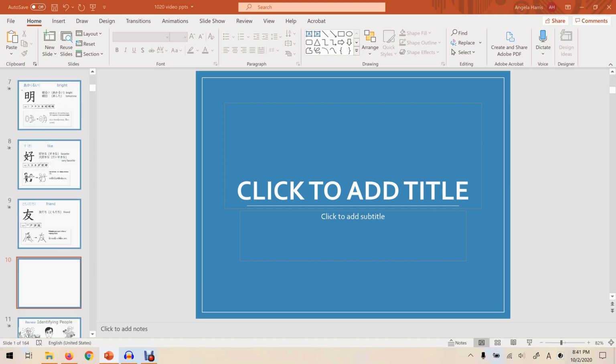Okay. So that is all of the kanji that we will have in chapter 9. So make sure that you practice both reading and writing the kanji so that you're able to retain them for a long time.